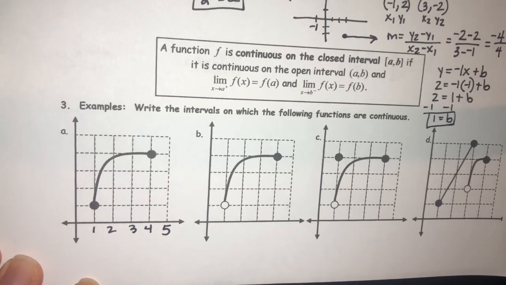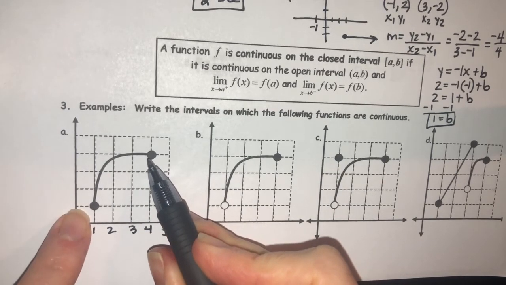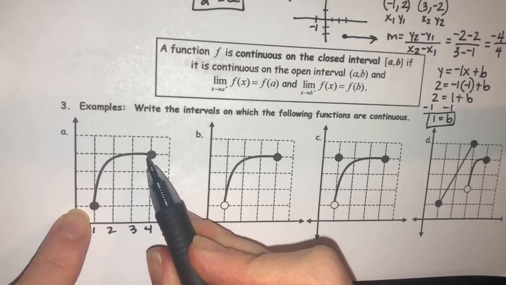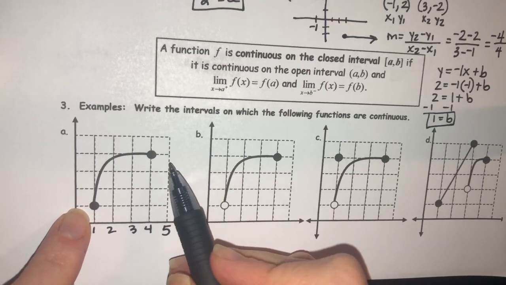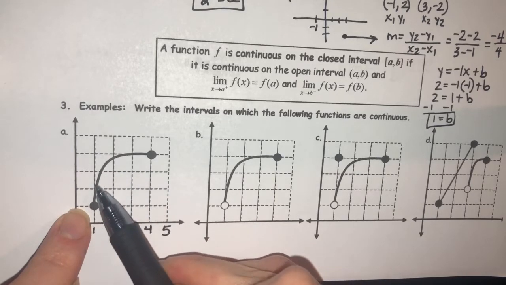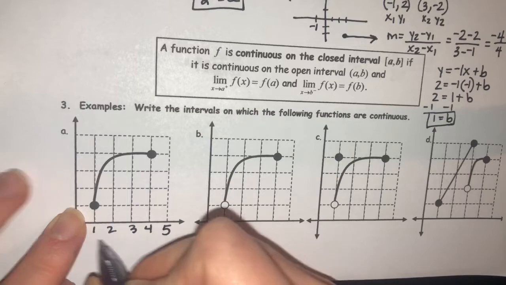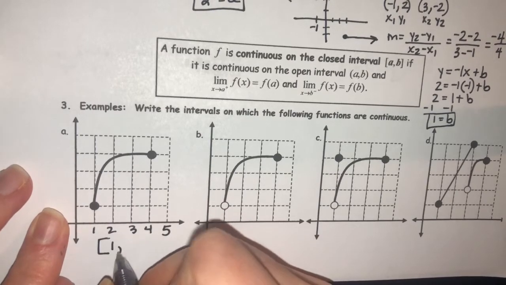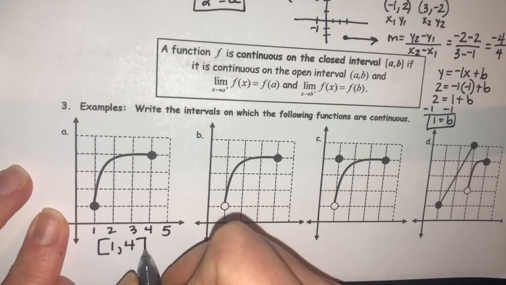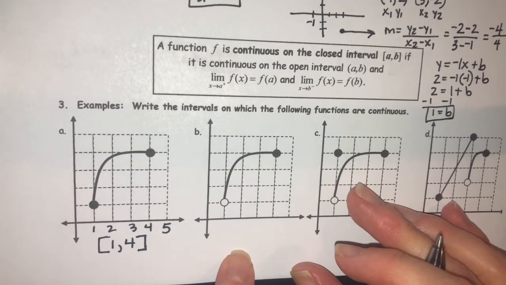So where is this function continuous? Well, starting at 1, going to 4, definitely continuous. Don't have to pick up my pencil. It's all connected. And now the question is, do we include the limits? Do we include the endpoints or not? If the function is sliding right up into the endpoint, then yes, we include it. So this should be a bracket 1, comma 4, close bracket here. So we're including them.